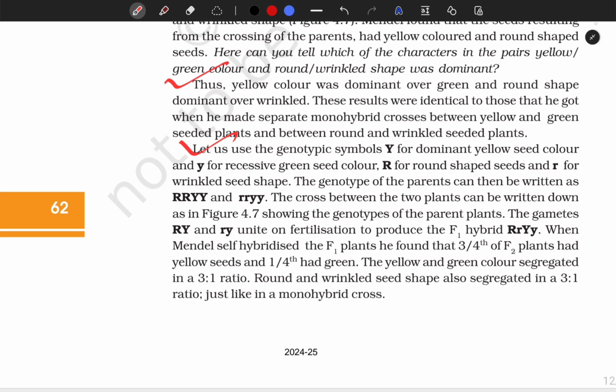When Mendel self-hybridized the F1 plants, he found that 3/4 of F2 plants had yellow seeds and 1/4 had green. The yellow and green color segregated in a 3:1 ratio. Round and wrinkled seed shape also segregated in a 3:1 ratio, just like in a monohybrid cross.